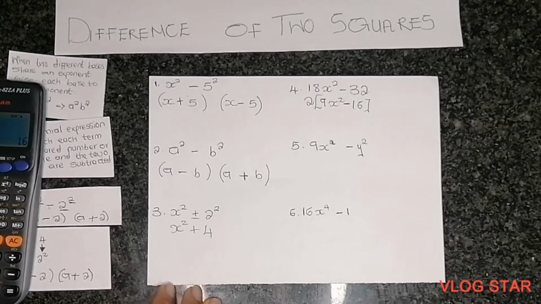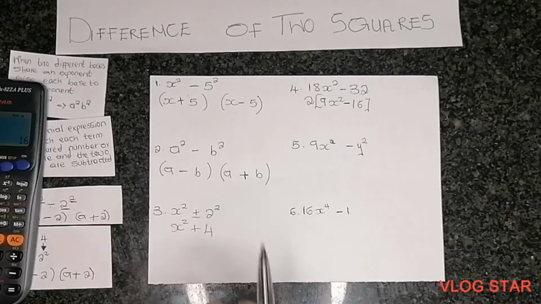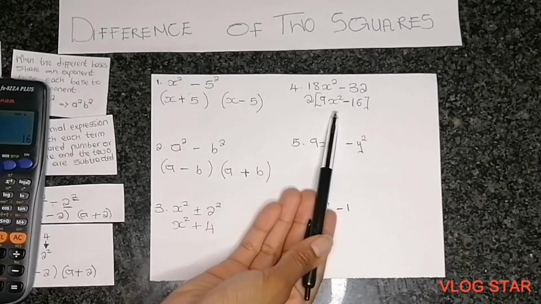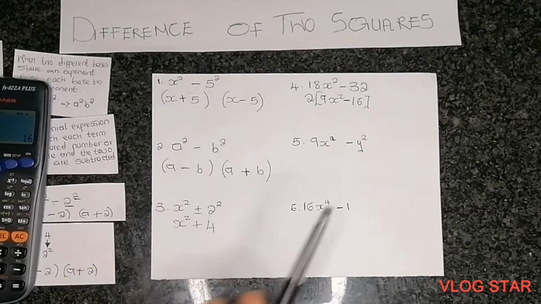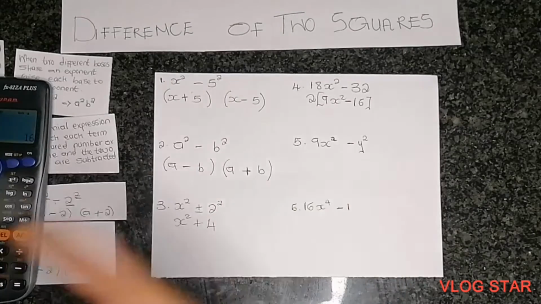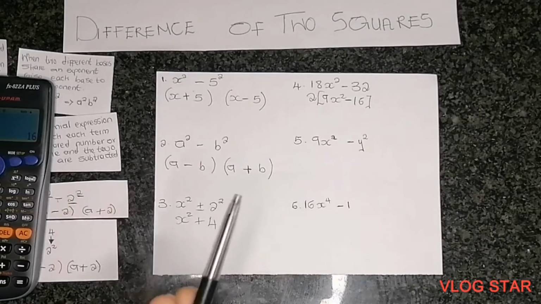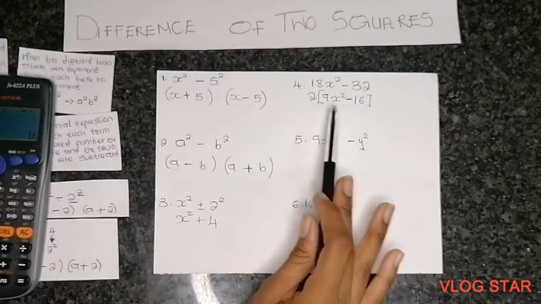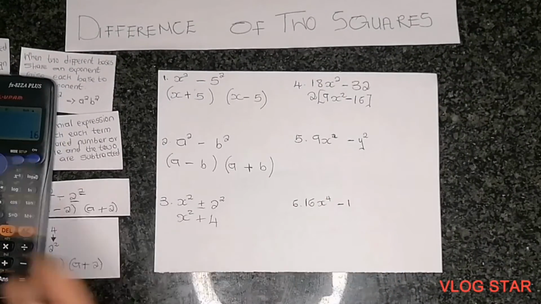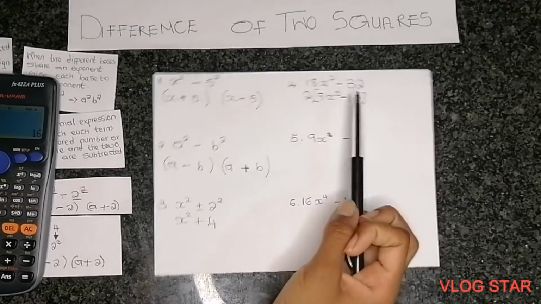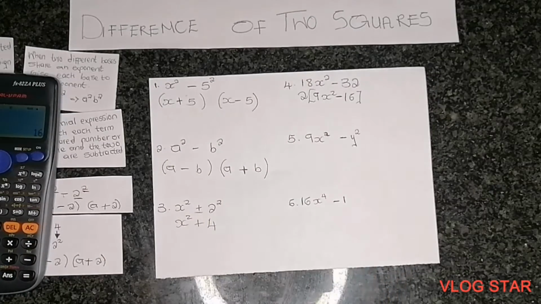So I've chosen this question because we as learners tend to leave this question like this and say that this is a final answer. Well, we are wrong, because this can be simplified further using the method of difference of two squares. So I want to show you that when you find your answer, you should check it first and see if you can simplify it further.